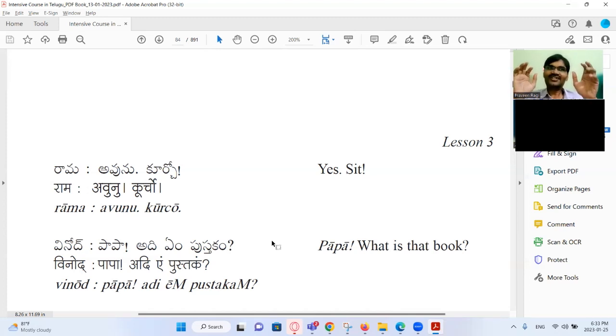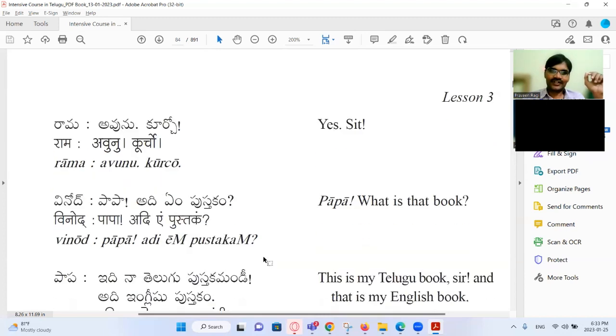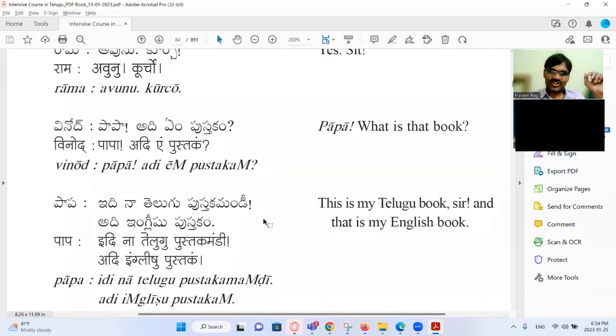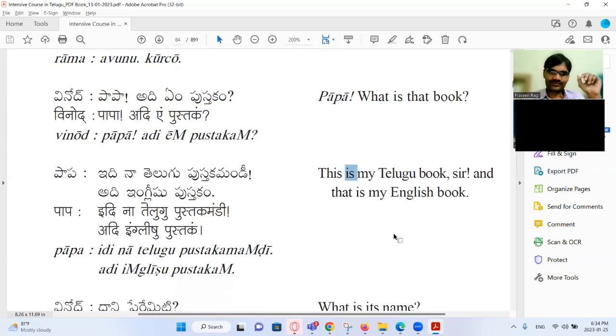Both. Amity, we don't use much in spoken language because in the spoken language it's more common to compress, contract the words, like shorten, ENT, ni pere ENT, like that. Okay, next, idi na Telugu pustakamandi. Idi, this meaning is not necessary, we don't take it here. Na means my, Telugu pustakamandi, and pustakam plus andi. This is the combination word. Adi English pustakam. That is my English book. Okay.